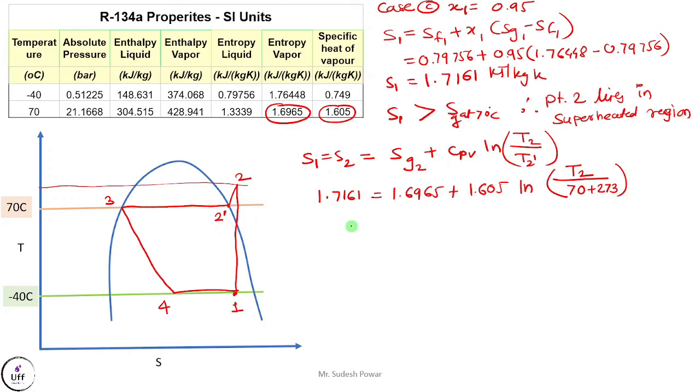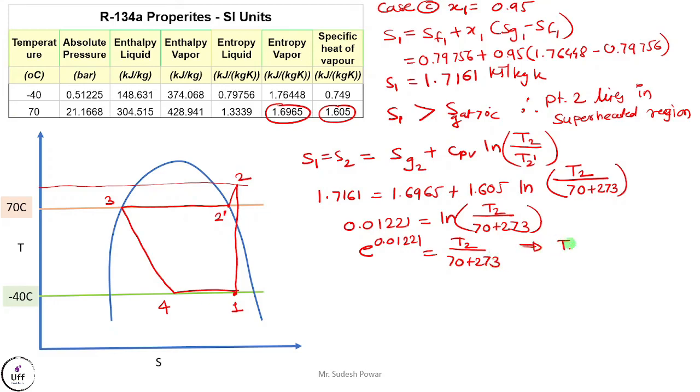So if we solve this, we are getting 0.01221, that is equal to ln of T2 divided by (70 plus 273). Don't forget to write this bracket. So this is nothing but e raised to 0.01221 is equal to T2 divided by (70 plus 273). If we solve, we get T2 as 347.213 Kelvin. So this is the temperature at point number 2 in terms of Kelvin. By using this, we'll try to find out enthalpy at point number 2.